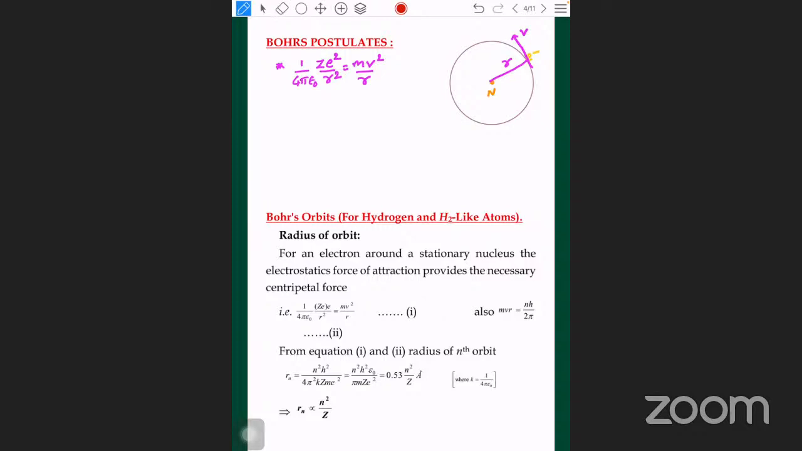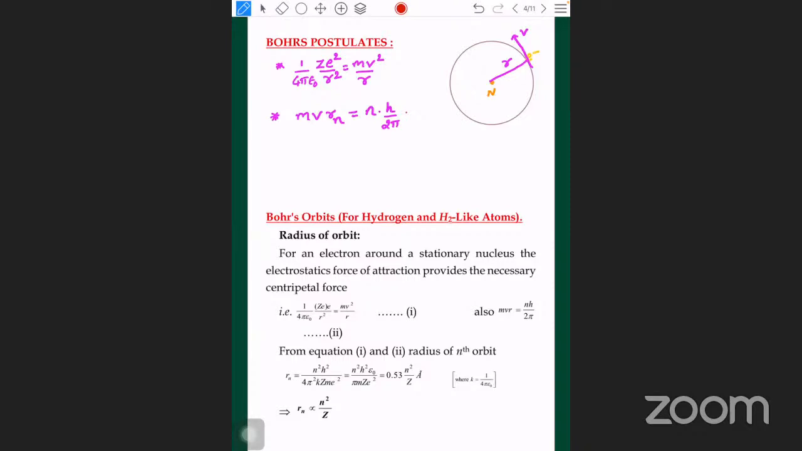Now, whenever this electron is revolving in a particular orbit, in all the orbits, the electrons will not revolve. Those orbits whose angular momentum, what is angular momentum? mvr_n. Those orbits whose angular momentum mvr_n is equal to an integral multiple of h by 2 pi, in those orbits only the electrons will revolve. Such orbits we call stationary orbits.